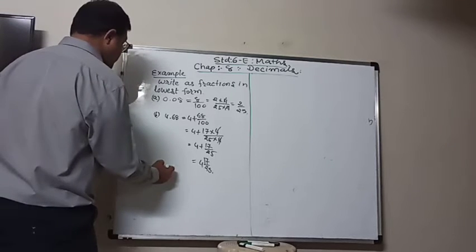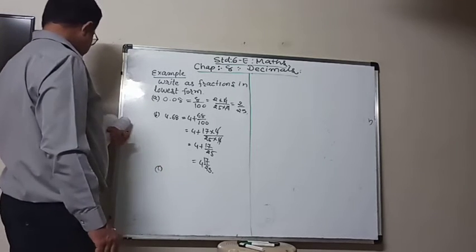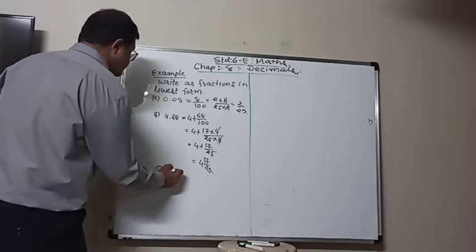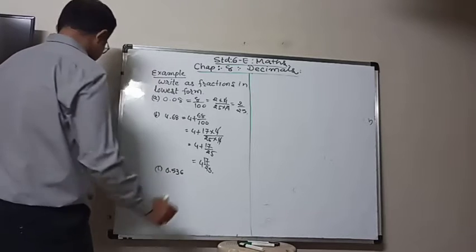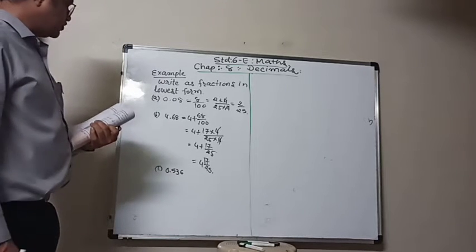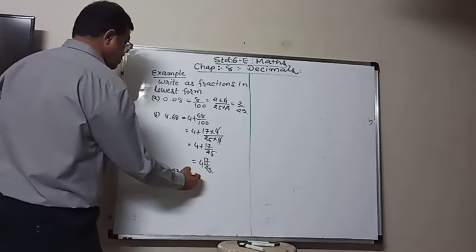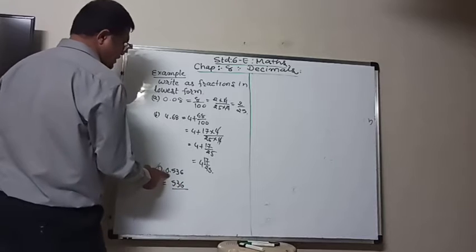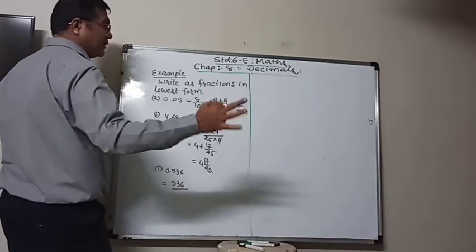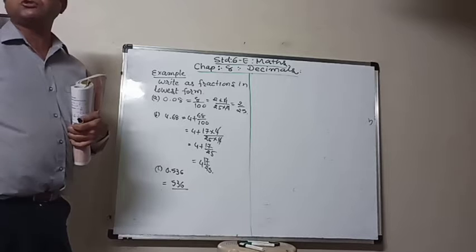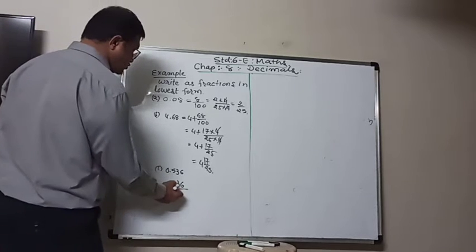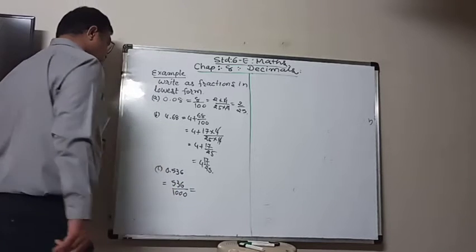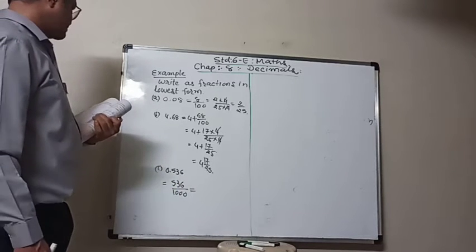Let's take one more example, that is 0.536. Now 0.536 you write down as 536 upon. Now there are three digits after, means three decimal places. So we have to put three zeros on one, means 1000. So 536 upon 1000.